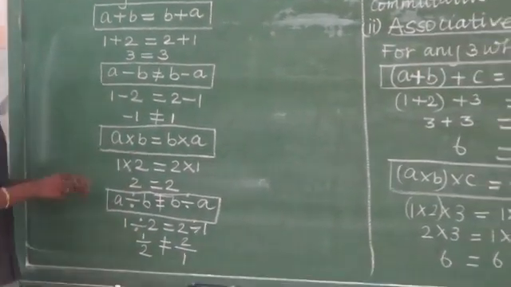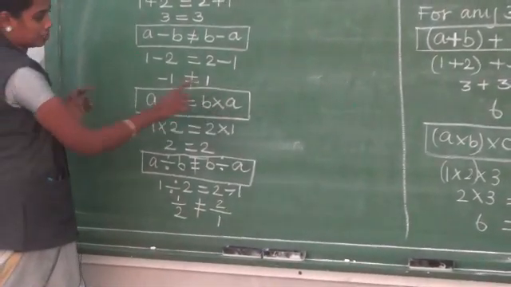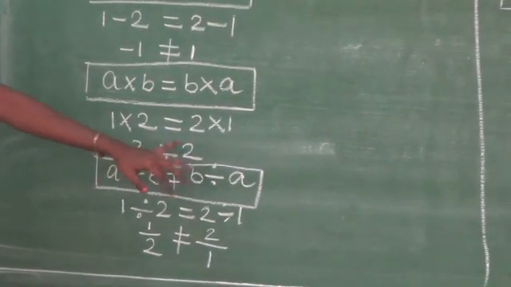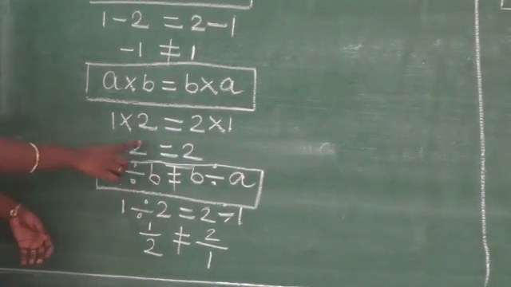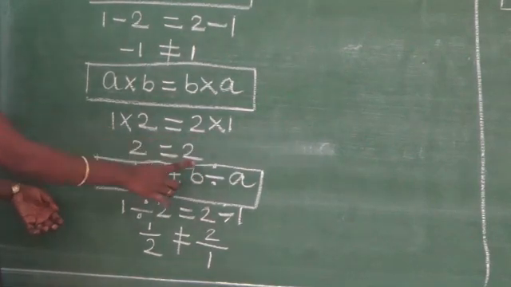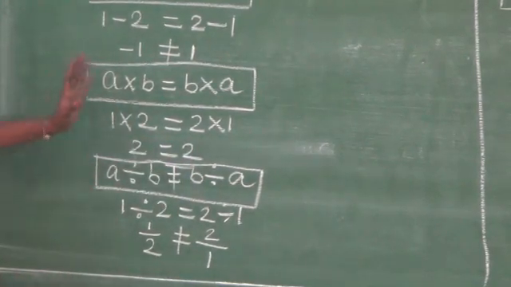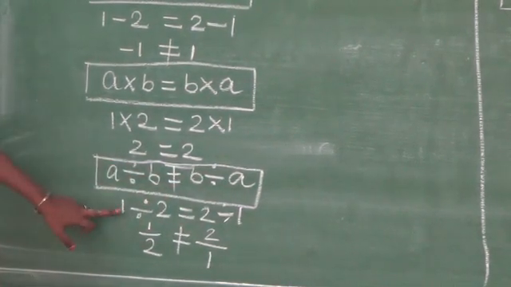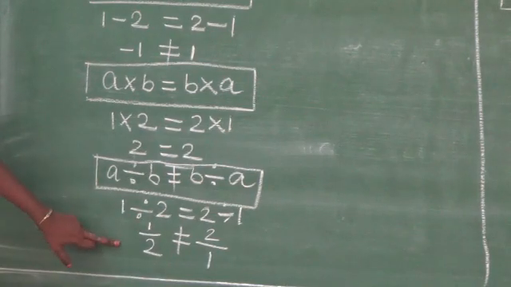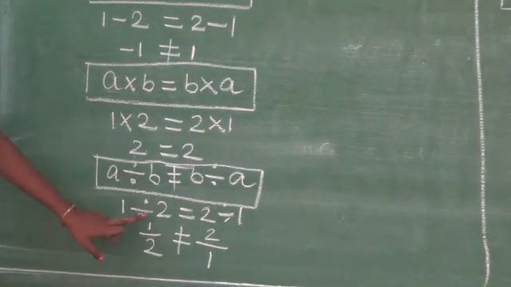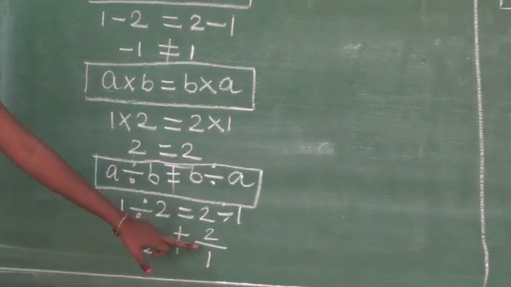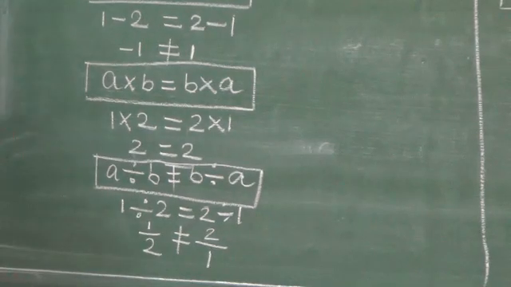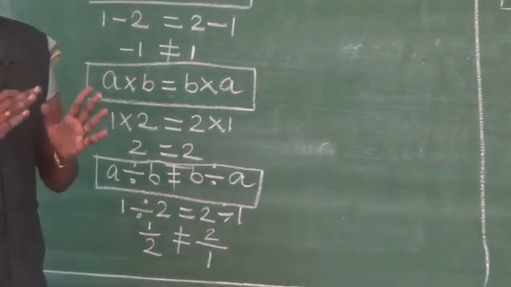Next, multiplication. A into B equals B into A. If you change the order of the numbers, the answer will not be affected. 1 into 2 equals 2, and 2 into 1 equals 2. So when you change the order, the answer is not changed. If you go for division, 1 divided by 2 is 1 by 2. If I change the order, 2 divided by 1 becomes 2 by 1. So 1 by 2 and 2 by 1 are different. When you change the order in division, the answer will not be the same.